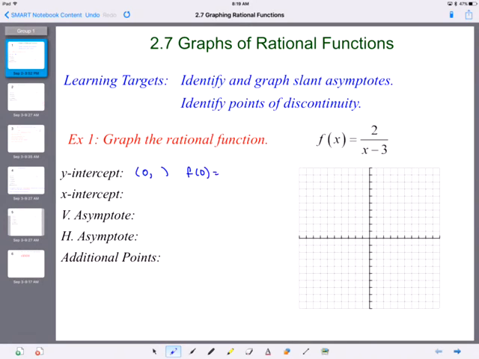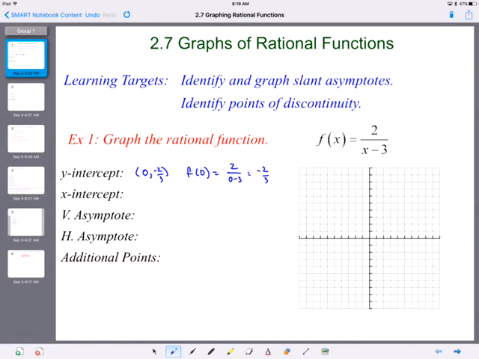So f of 0 is equal to 2 over 0 minus 3. And so that would be negative 2/3. So the y-intercept is at 0, negative 2/3.